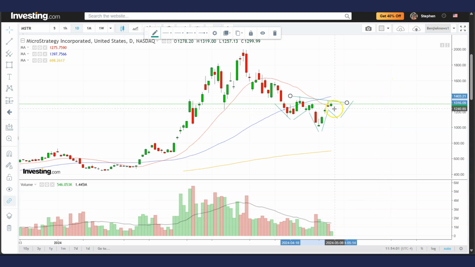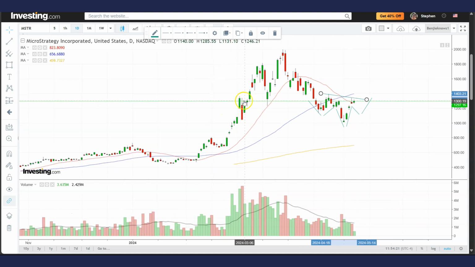Now on the other hand, if there's weakness and it drops below the low of this left shoulder, we will see it drop to this area, and the next area to look at is here, and we want to see if this area holds. If it can't, it might drop to the 200 MA.